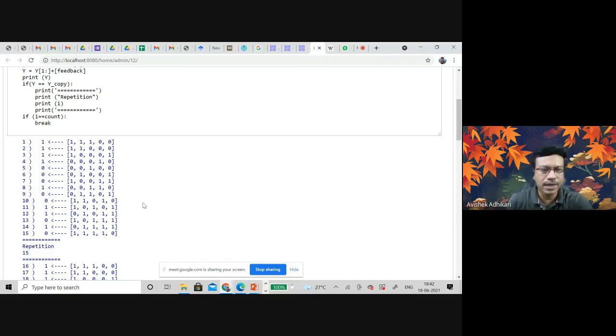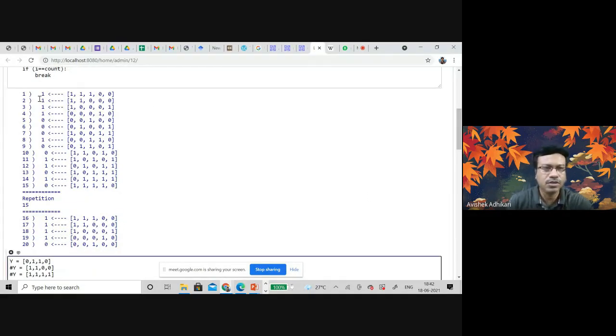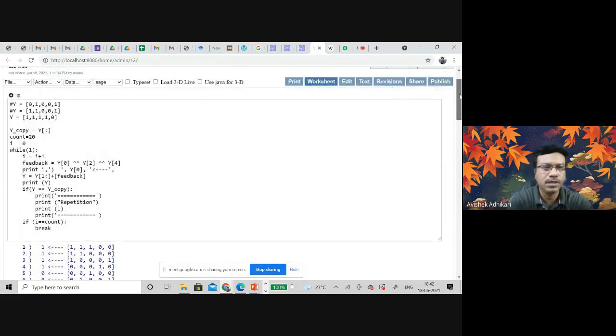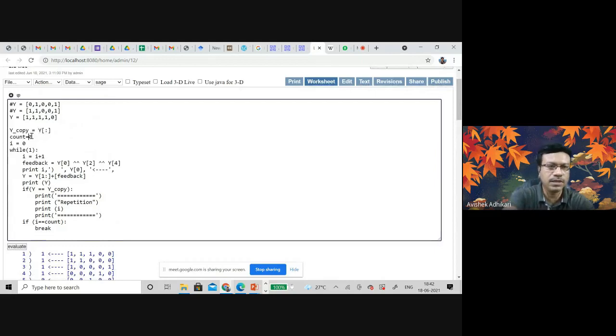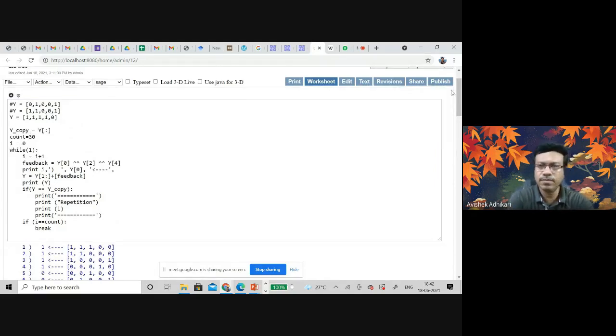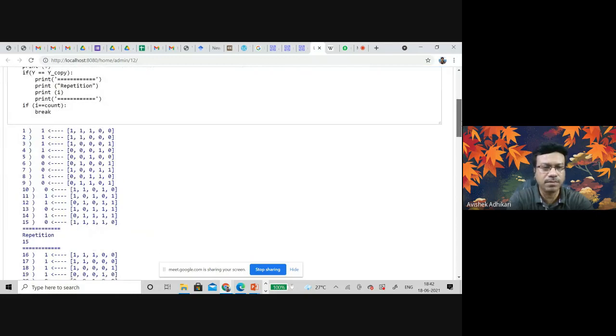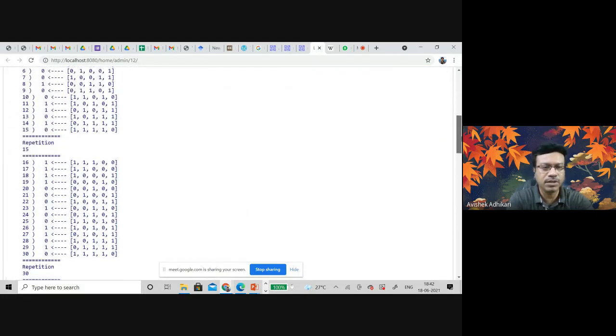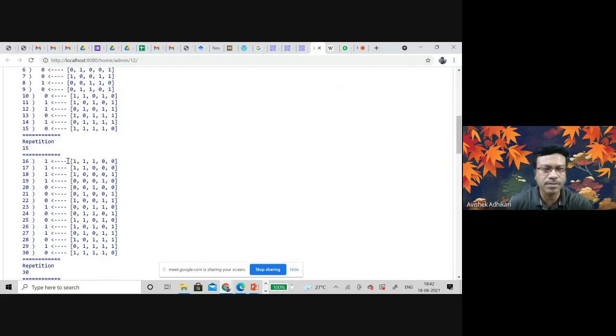If it starts with the same initial state, at round 15 you can see it is again the same state. And if it comes to the same state, it will again repeat the same pattern. I just did it for 20. If I make it 30, you will see it again generates the same pattern, because the initial state is the same. At the 30th step, it's again a repetition.